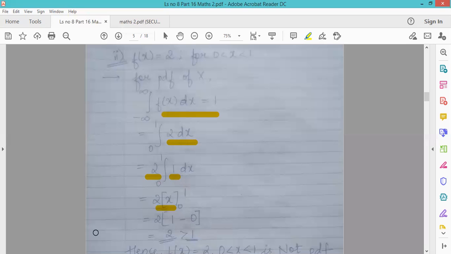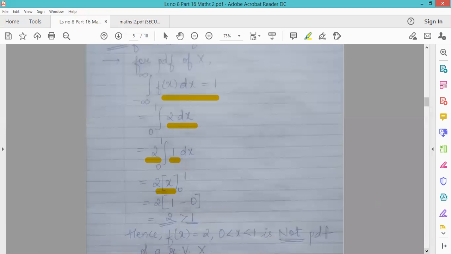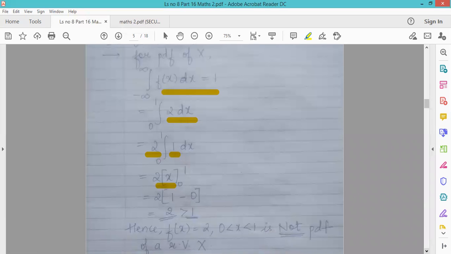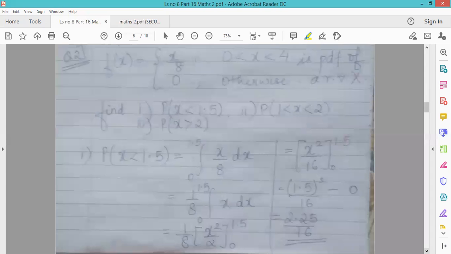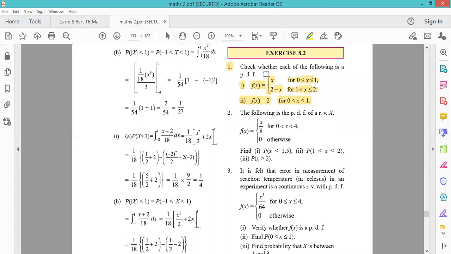But हमको तो 1 लाना था, हमको आया 2, and 2 is greater than 1. So what can you conclude? Here f of x is equal to 2 is not a PDF of a random variable x. So I hope the first sum is clear to you all. कुछ तो समझा होगा आप लोगों को in the first sum. If not, don't worry, we are going to solve 2 to 3 sums more. Usme try karo to understand what it is. But before this, you must have at least some knowledge of the concept of integration.